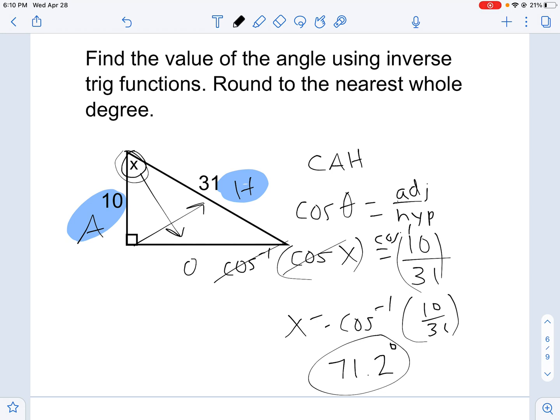Okay, so there we go. That's the basics of inverse trig functions.